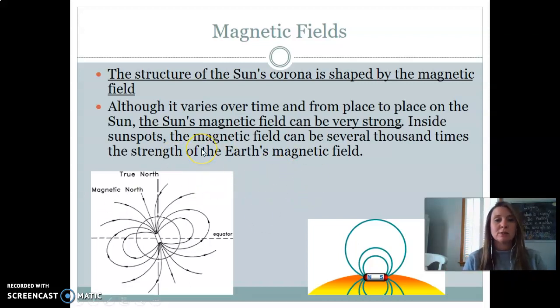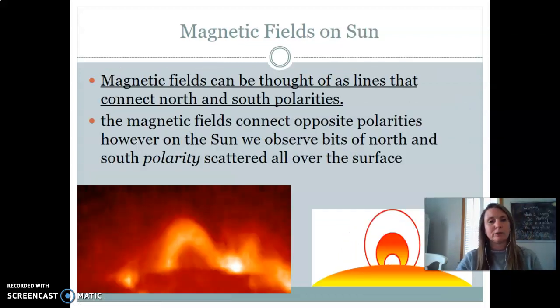So once again, these magnetic fields are created by the sunspots, and so it says the structure of the sun's corona is shaped by the magnetic field. So when we look at the corona, you can see almost wispies coming off the sides, and the sun's magnetic field can be extremely strong depending on where it's connecting. And so magnetic fields can be thought of as lines that connect both the north and south polarities. And so it's going to connect with one sunspot to the next, and it makes all these little loops that kind of jet out, kind of what you would think on Earth.